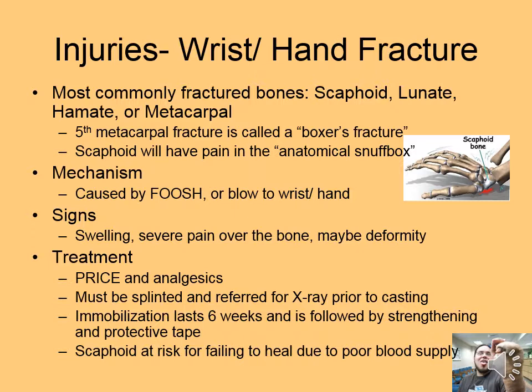The scaphoid, if you fracture that, they'll have pain in the anatomical snuff box. So the anatomical snuff box is this little space right here. If you give yourself a thumbs up and then look down at the back of your wrist, you'll have a little divot just at the base of your thumb at your wrist, and you can even put your other index finger in it, and that is called the anatomical snuff box.